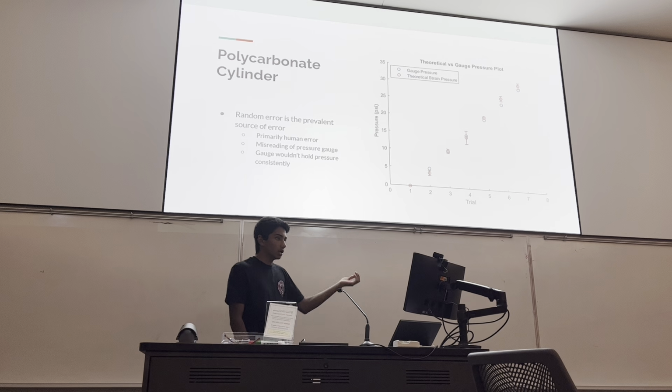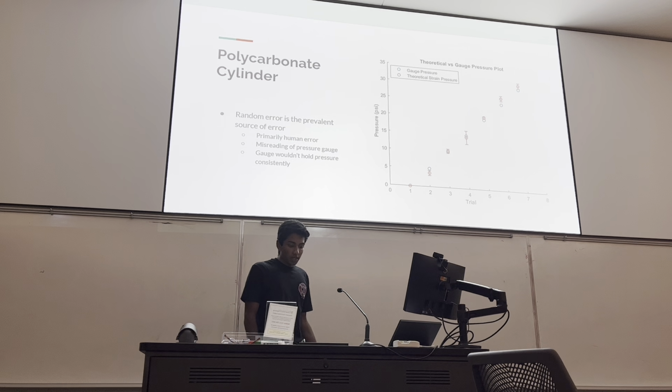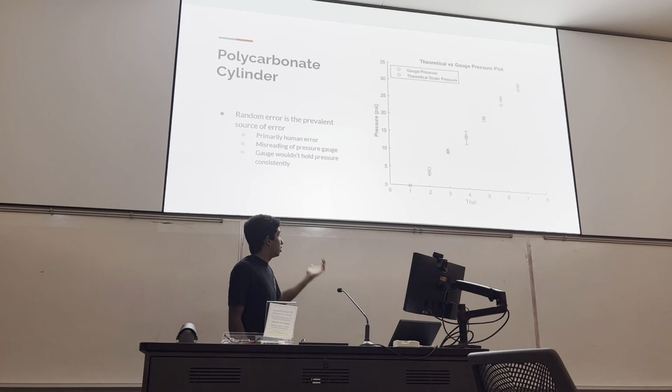It won't be exactly at 30 or 5 psi. And we saw during the experiment the gauge wouldn't necessarily consistently hold pressure. It would fluctuate up and down, so that could also be a source of error. But overall, our points look pretty good.